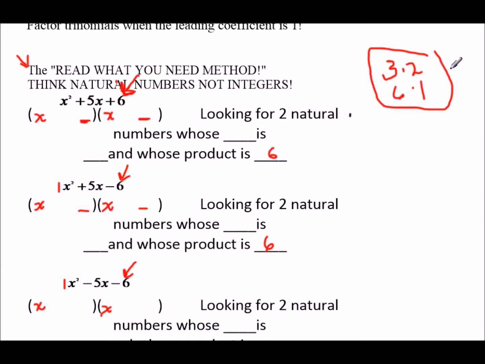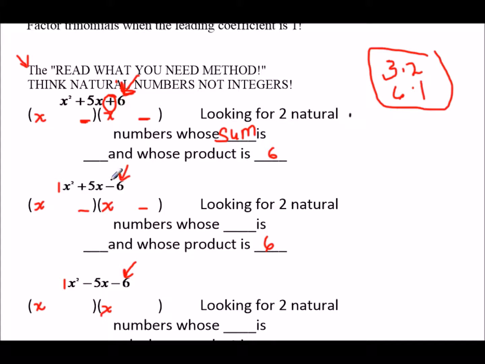Now I'm going to show you how you can read what you need. Mr. Cosgrove said that if this sign before the last term is positive, that means that the two quantities have to have the same sign. Because the only way you can get a plus is from a plus times a plus, or a minus times a minus. If you have a plus times a minus, this sign would be negative. So in this case, we're going to look for those natural numbers whose sum, because there's a plus there.